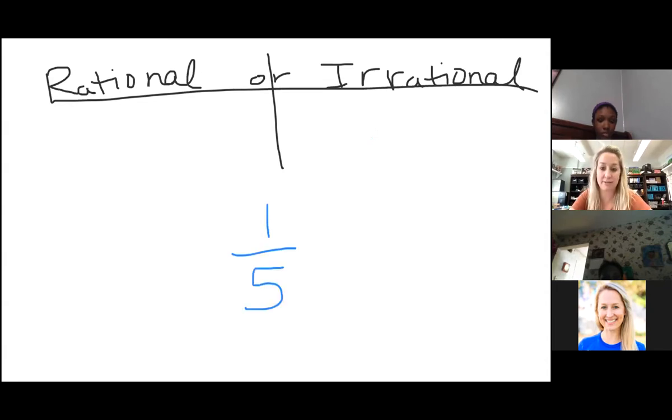What about a fraction? This is from 1.3. So if you have your book of math and you open it to 1.3, the real number system, where we sorted a bunch of rational and irrational numbers, whole numbers, integers, fractions, decimals, and we talked about whether they're rational or irrational. Okay. All fractions are what? Rational. Awesome. Okay. All fractions are rational.